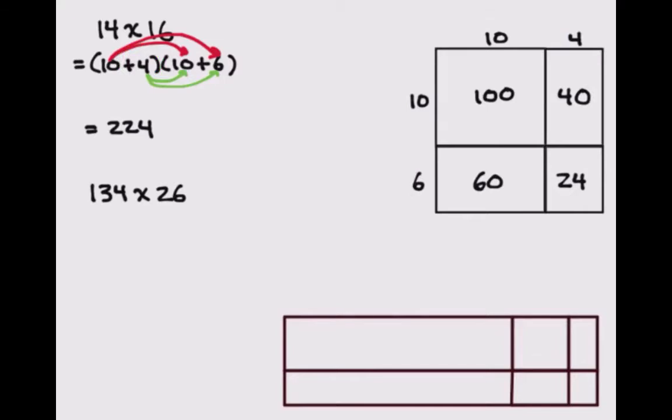And what did we end up with? Well, we ended up with 100 plus 60 plus 40 plus 24. And what do those sum to? 224. Our product when we multiply 14 by 16.